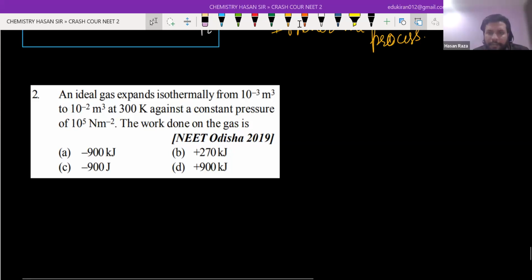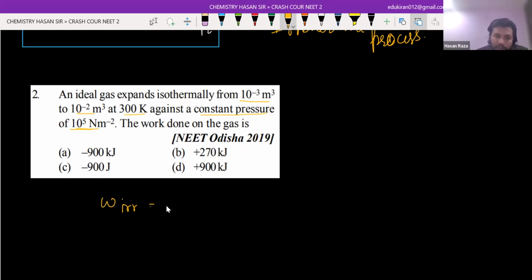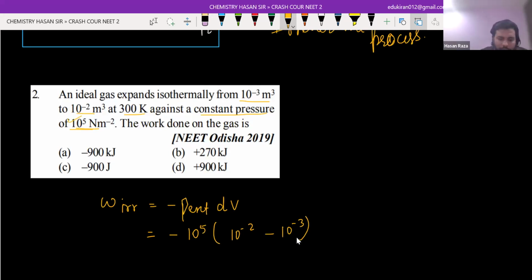Should I explain? See, I'm going to explain. An ideal gas expands isothermally from 10 raised to the power minus 3 meter cube to 10 raised to the power minus 2 meter cube at 300 Kelvin against a constant external pressure. That means it is an irreversible process, and for an irreversible process, we have the formula minus P external into delta V. You can see minus is there. P external is 10 raised to the power 5 Newton per meter square. And the volume change is 10 raised to the power minus 2 minus 10 raised to the power minus 3. Now you just need to solve it.